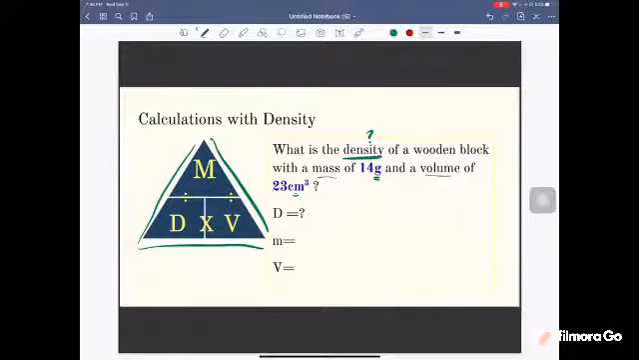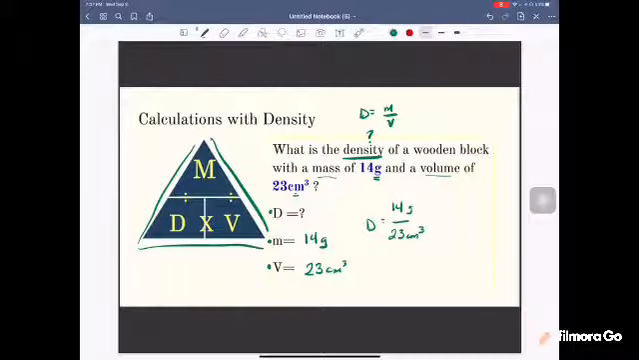And I will always encourage you, in any word problem, I write out the players of the game. So density, mass, and volume are the players of this game. Density is our unknown. That's our question. What is it? So that's our question mark. What's my mass? 14 grams. What's my volume? 23 cubic centimeters. What is my formula? Density equals mass over volume. So density is going to be equal to 14 grams divided by 23 cubic centimeters.